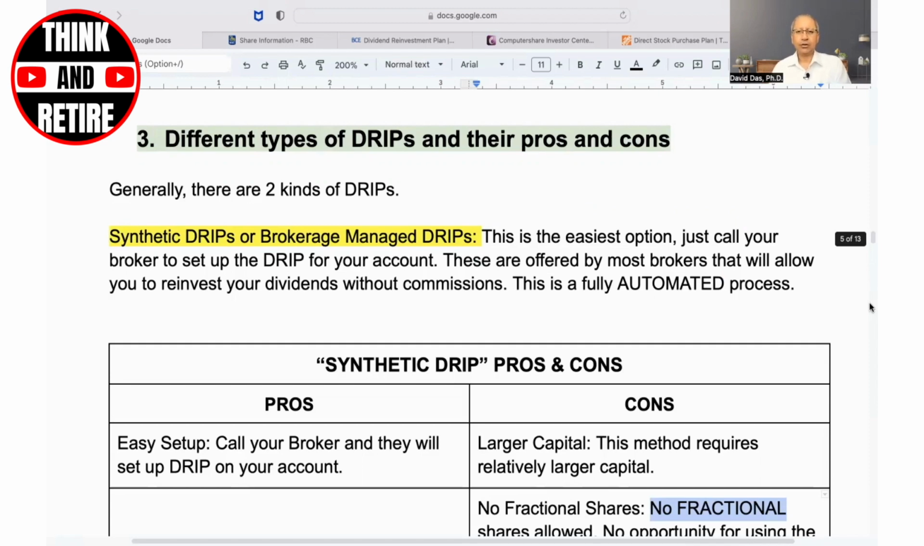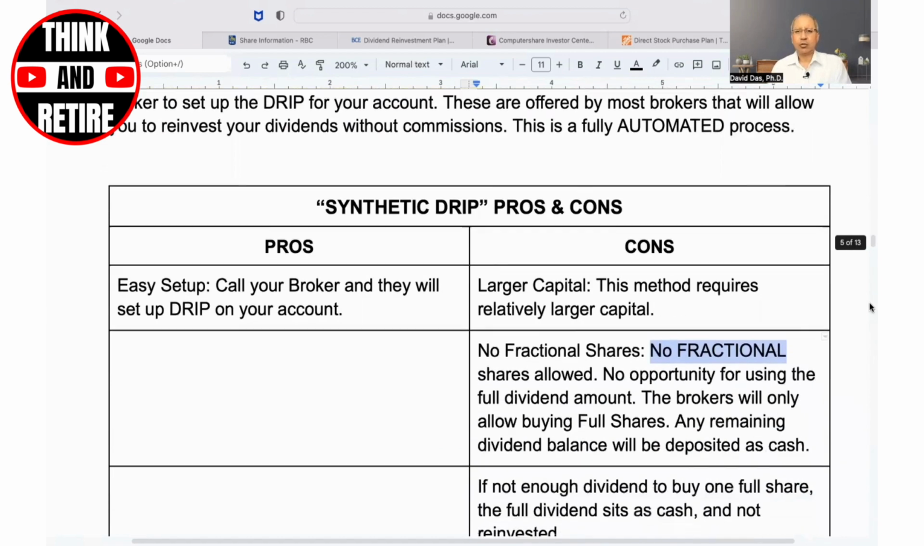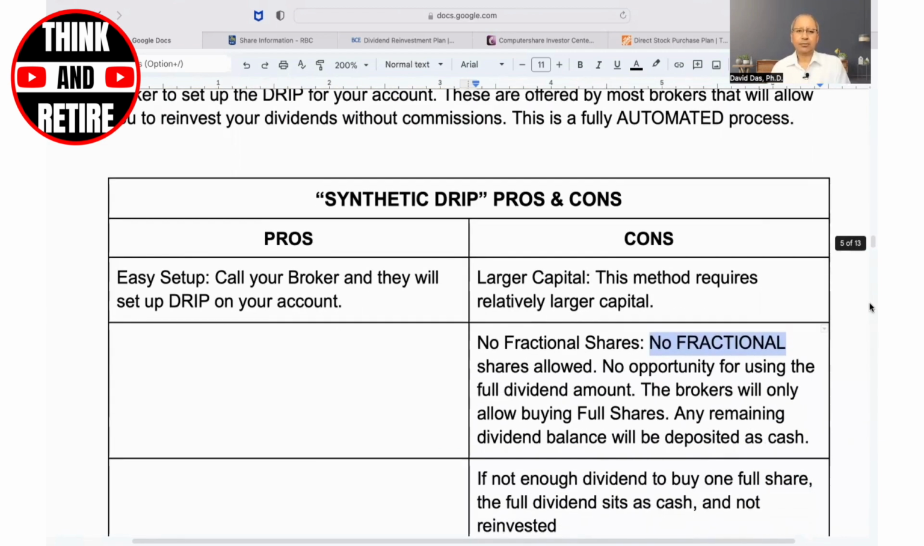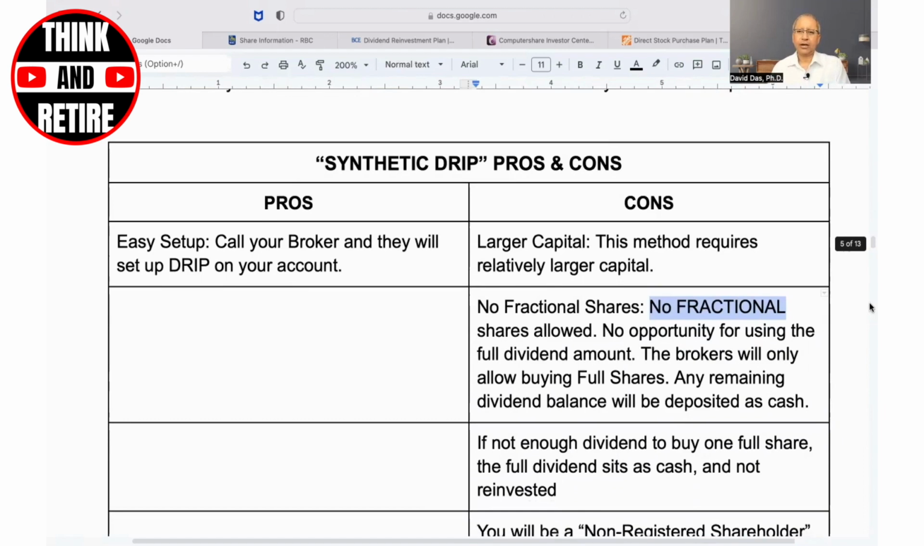Now, the pros and cons of the synthetic DRIP. There's only one advantage, in my opinion, for the synthetic DRIP, that it is easier to set up, and you just have to call your broker and they will set up your account for the DRIP. On the disadvantage side, it will need larger capital because you have to have enough dividends to buy at least 1 share. No fractional shares are allowed in this DRIP. The broker will only allow you to buy full shares. Any remaining dividend balance will be deposited as cash.